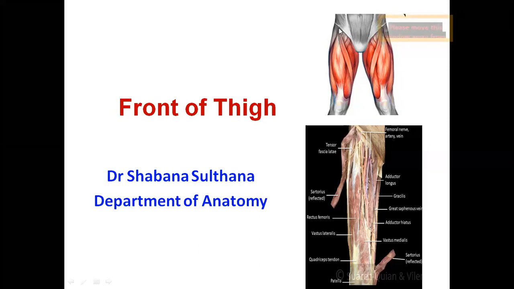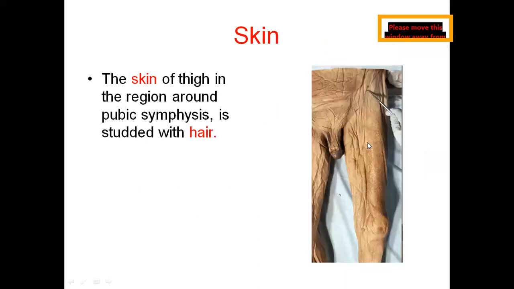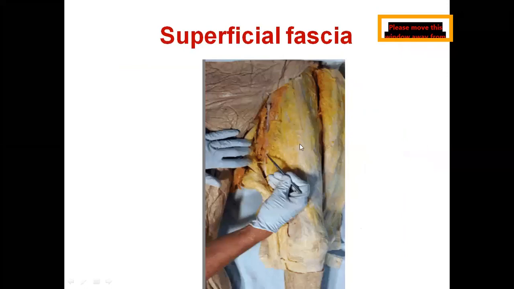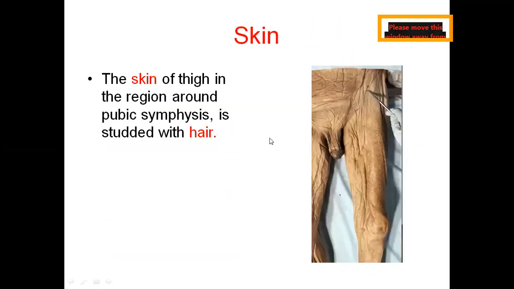You have to always see in the angle of dissection, as you cut this and reflect and see the structures one by one. So, we have skin first, then superficial fascia, then deep fascia, then muscles. Okay, so we are going to elaborate on these things.